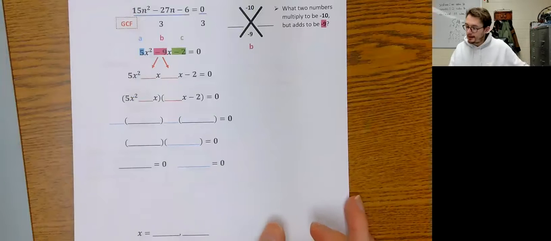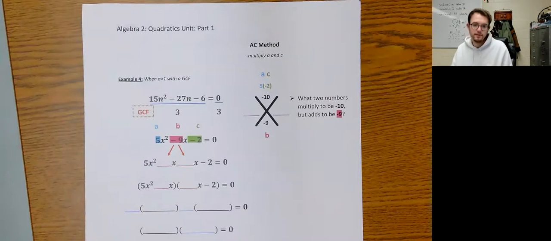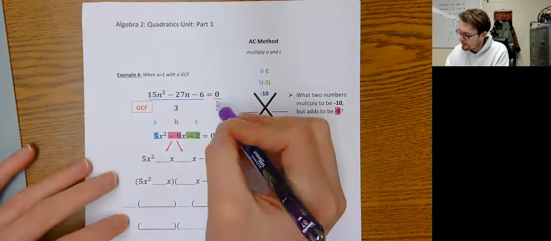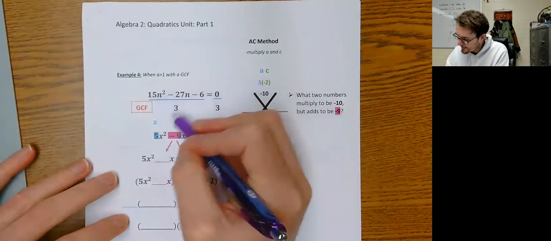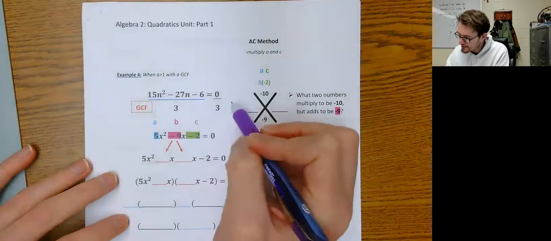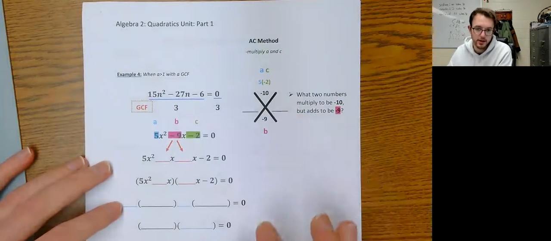Okay, got another one. This one also has a GCF. So this is the problem that we did, I think, in part 1. So divide everything by 3. You get 15 divided by 3 is 5, negative 27 divided by 3 is negative 9, negative 6 divided by 3 is negative 2, 0 divided by 3 is 0. So I got rid of the greatest common factor.